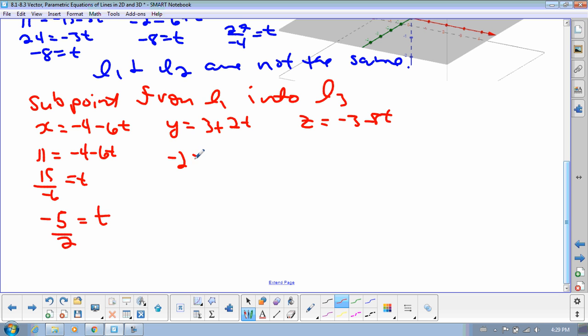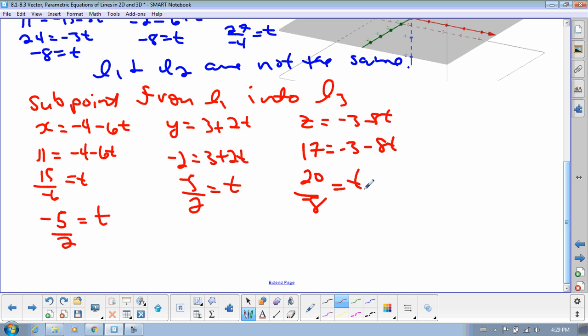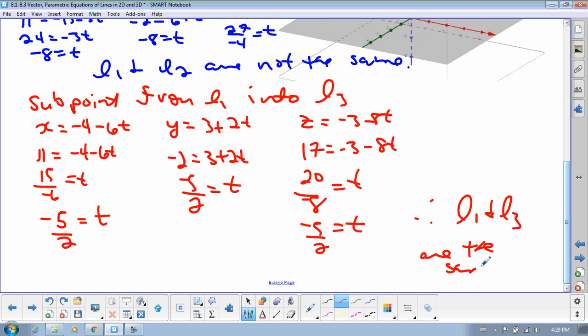I'd have negative 2 equals 3 plus 2t. Negative 5 over 2 is equal to t. And then with z, I am going to use 17 equals negative 3 minus 8t. So 20 over negative 8 equals t. That's negative 5 over 2 is equal to t. So therefore, L1 and L3 are the same. Since we know that the point from L1 is not on L2, L2 and L3 cannot be the same either.